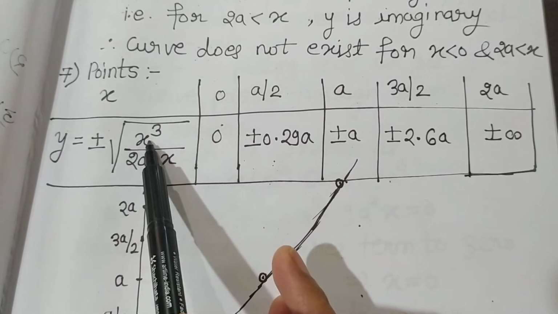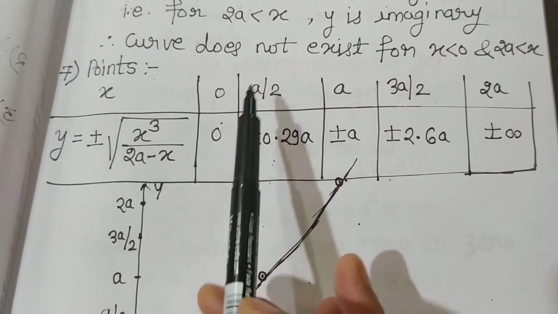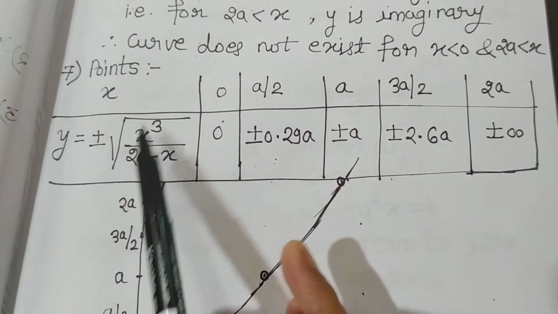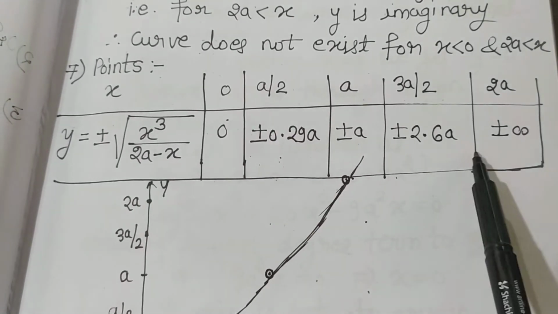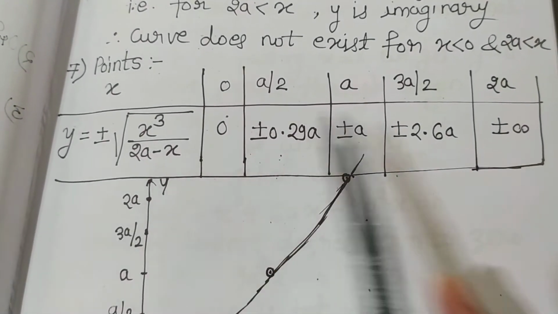Put x as 0 here, we get y as 0. Similarly, put x equal to a by 2. Do the simplification. You will get y equal to this value. Likewise, we get the various values for y.